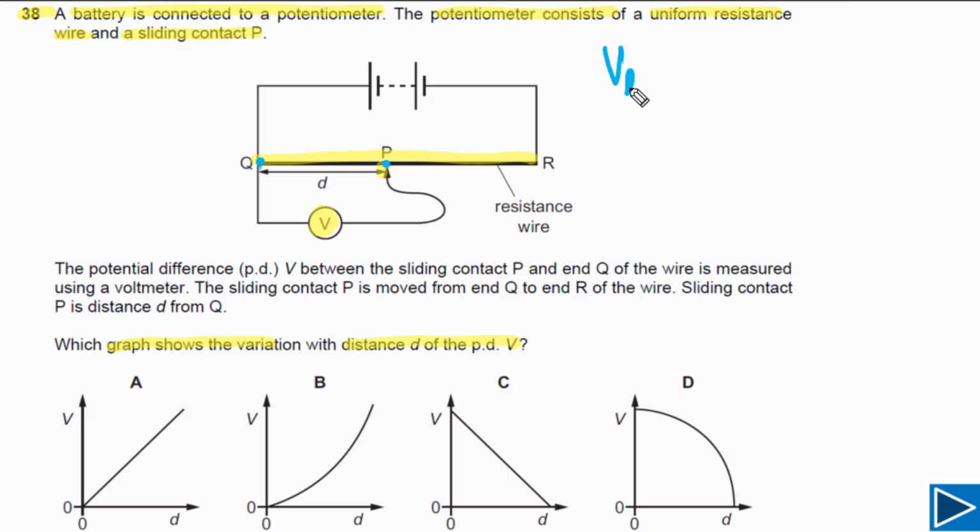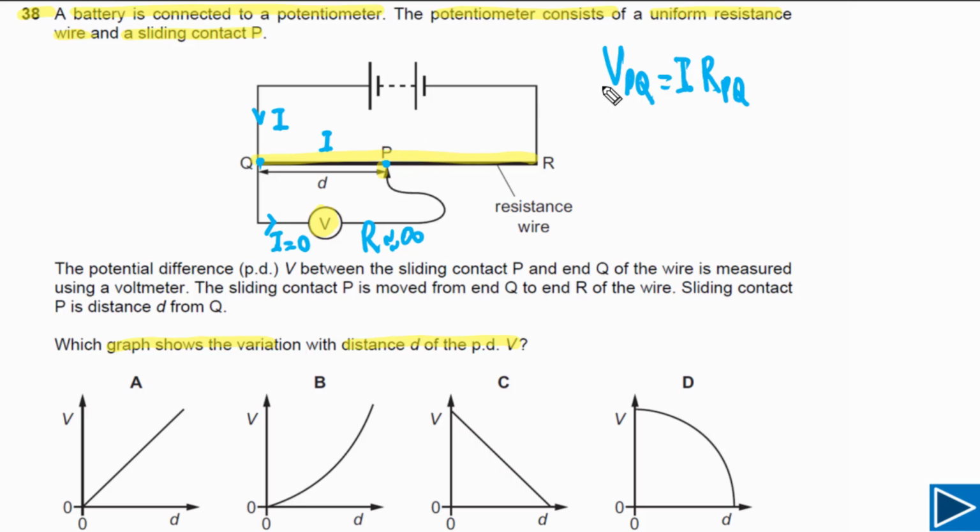So we can simply write VPQ, and VPQ will be equal to the current passing through this wire times the resistance between point P and Q. So we can say RPQ. We also need to understand, as this voltmeter is an ideal voltmeter, it simply means that its resistance is infinite. If the resistance of this voltmeter is infinite, it means there will be no current passing through this branch. So this is a very important point. We need to be very clear. It also means that if current I is coming from this power supply, current I will also pass through this wire, but no current will pass through this voltmeter.